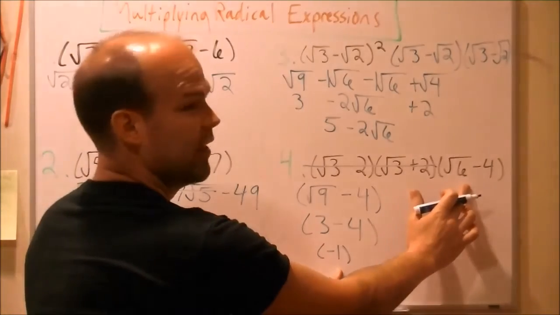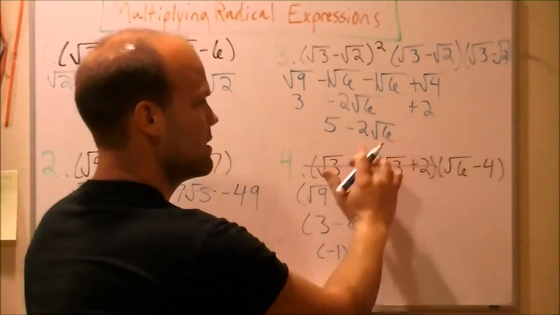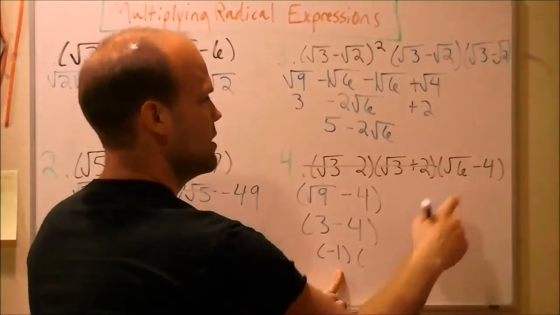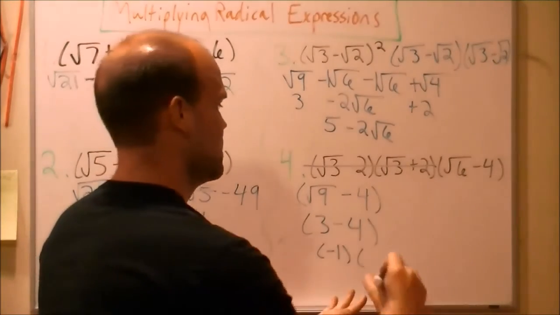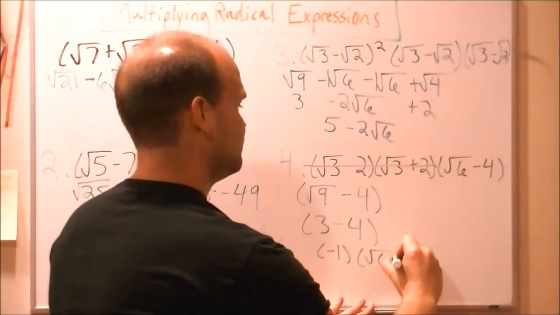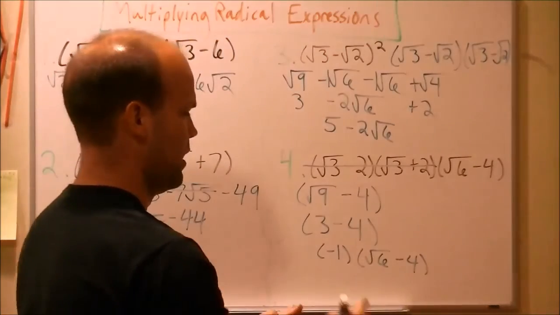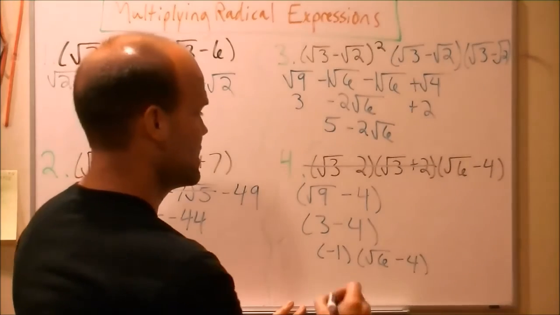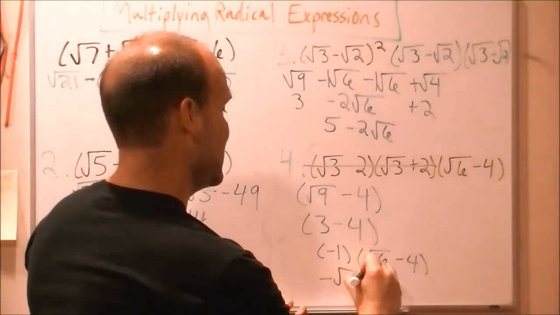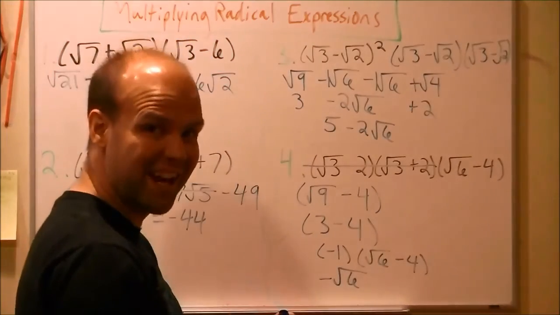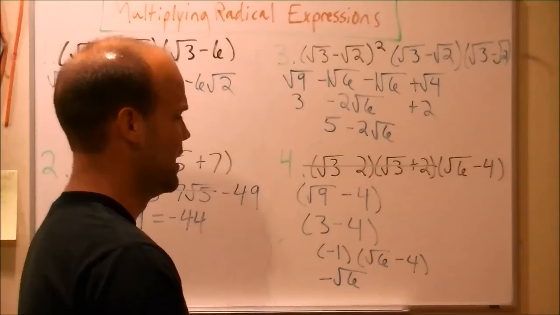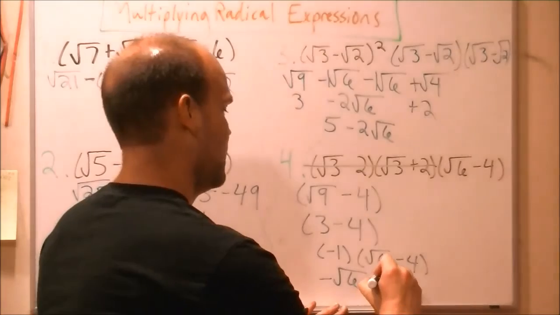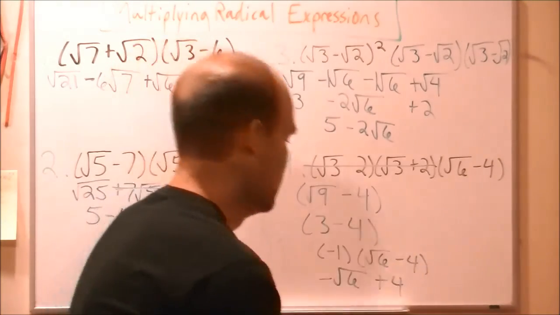And now what I have left though is negative 1, this simplified, these two, still needs to be multiplied and distributed to this third set of binomials, which is the square root of 6 and then minus 4. So what's negative 1 times the square root of 6? Negative 1 times the square root of 6 is negative square root 6. The 1 is there, we just don't write it. It's understood. What is negative 1 times negative 4? That's pretty simple. That is a positive 4.